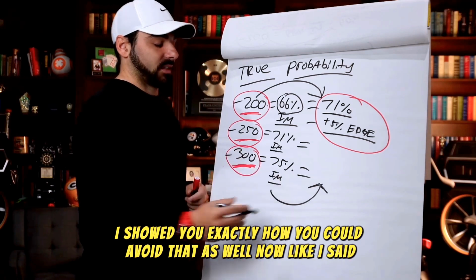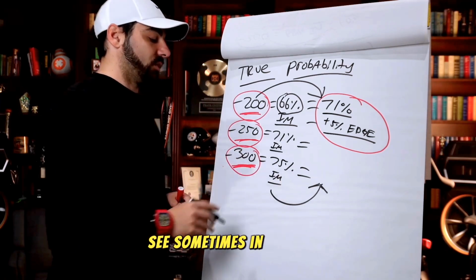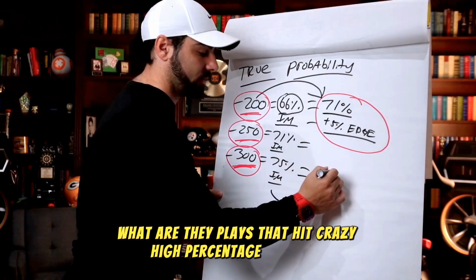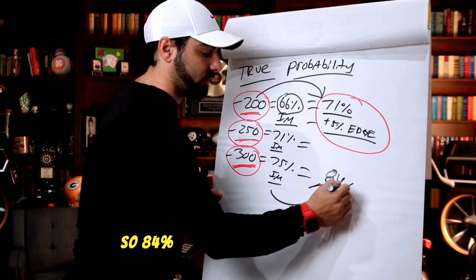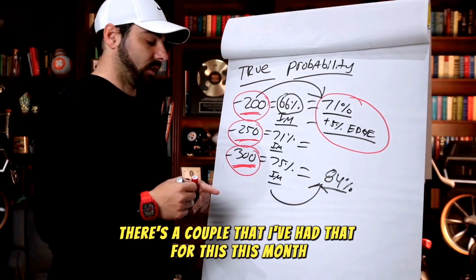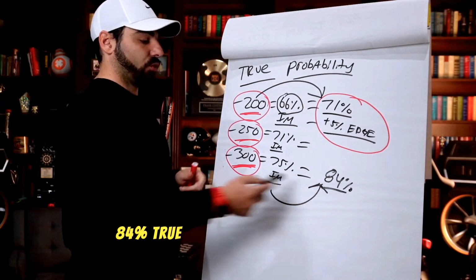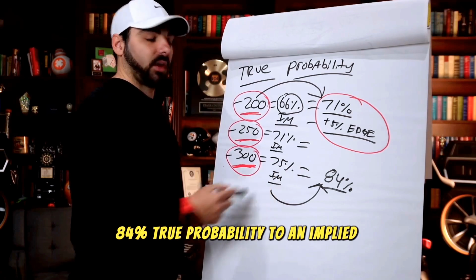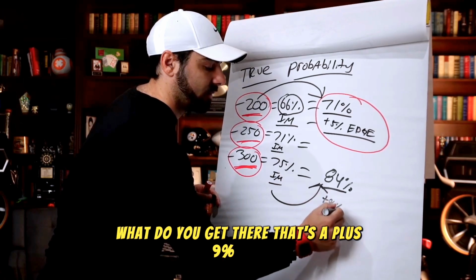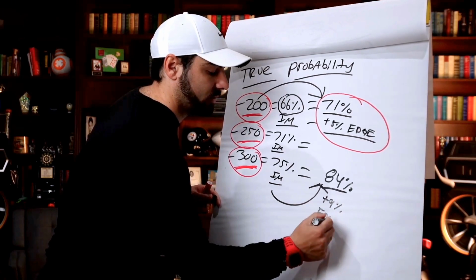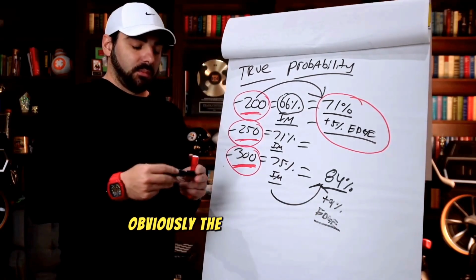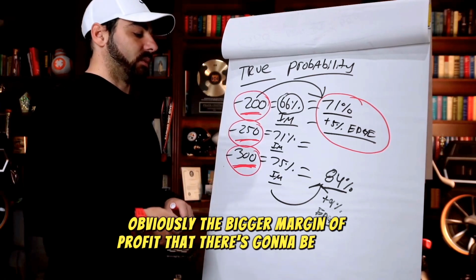Now, like I said, the F-bomb plays that you guys see sometimes in the show, what are they? Plays that hit a crazy high percentage. Let's say, just for example, 84%, there's a couple that I've had for this month. 84% true probability to an implied probability of 75%. What do you get there? That's a plus 9% edge. The bigger the edge, obviously, the bigger the margin of profit.